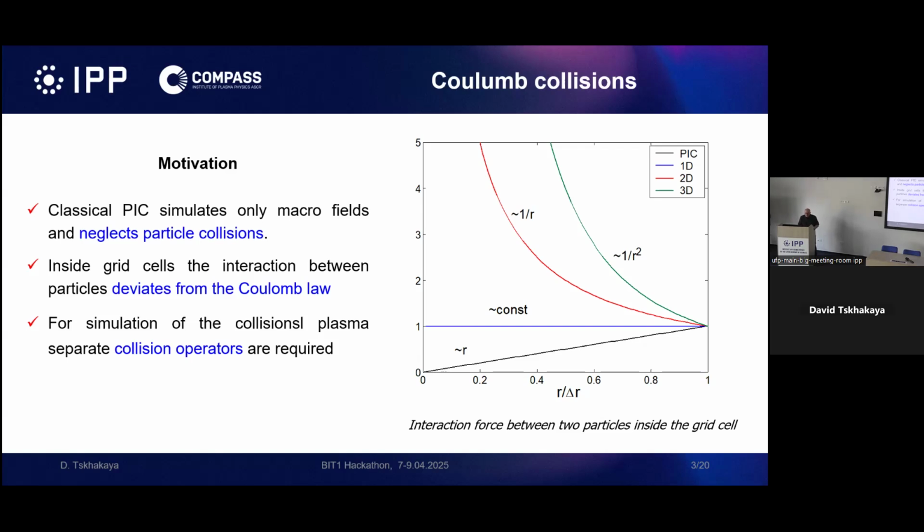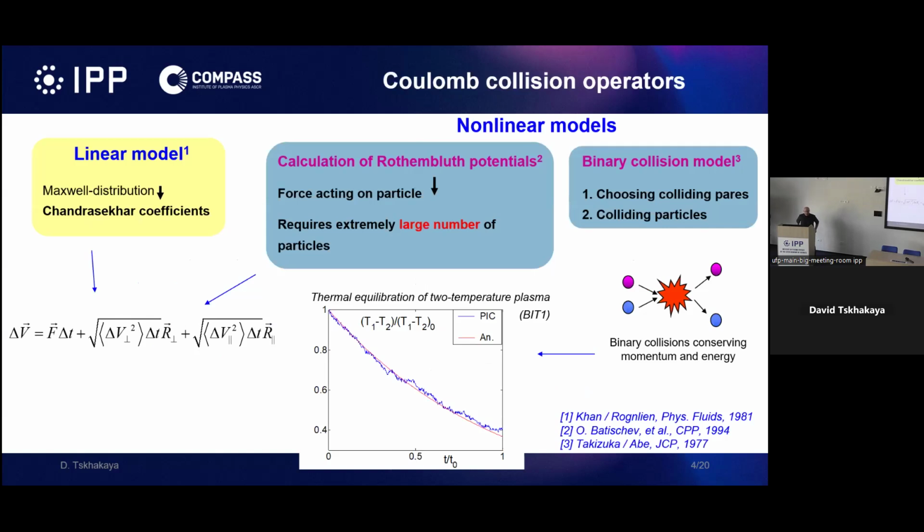So in order to properly simulate collisions, also in high density, relatively low temperature plasma, you need to have a separate module, which is collision operators. And I remember at the beginning of my career, the classical PIC code did not have this operator. So we were searching quite long and we found quite a number of approaches.